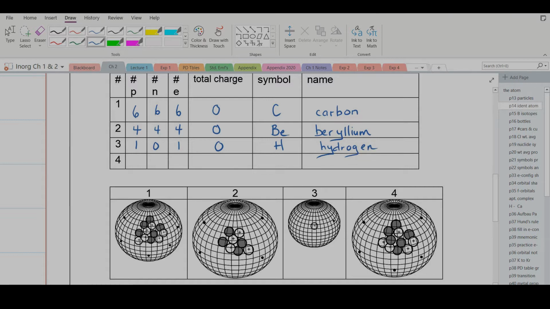And the last one here has 1, 2, 3, 4, 5 protons, but it has 6 neutrons, lest you think that the number of protons and neutrons is always the same. It's not. And of course it'll have 5 electrons because it's neutral. Charge will be 0. And element number 5 has the symbol B, and its name is boron.